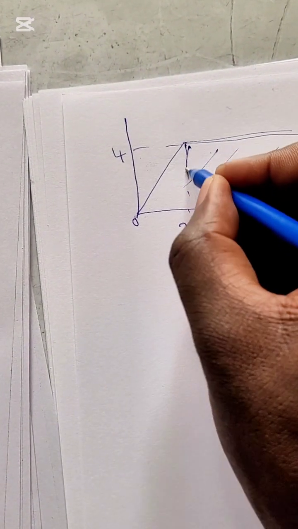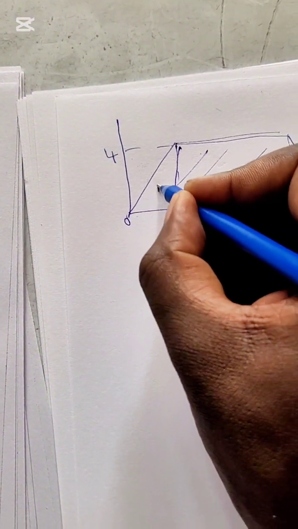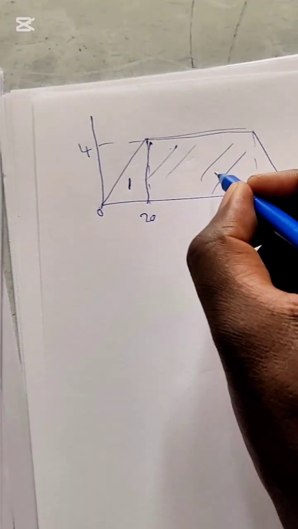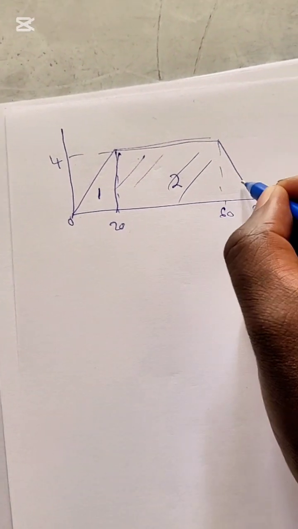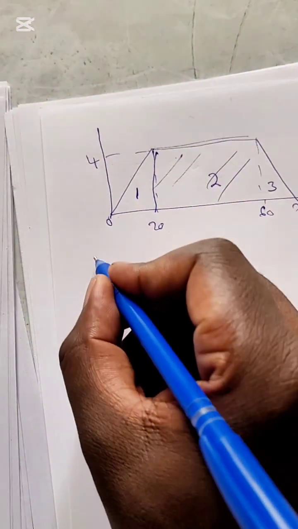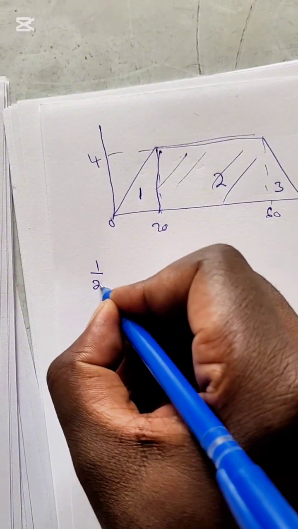So we can group it into this one. This one is our first shape, which is a triangle. This one is our second shape. This one is our third shape. So we're going to say the first shape is a triangle.